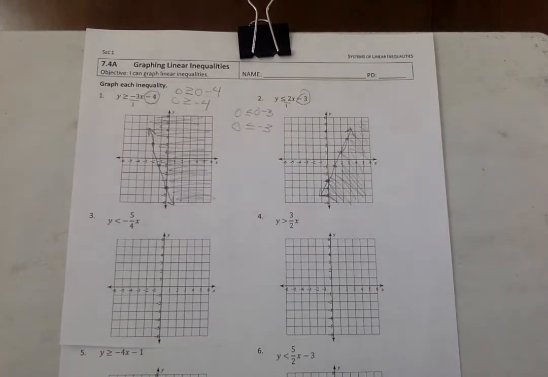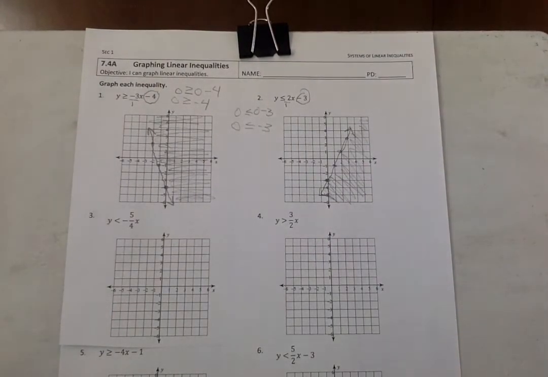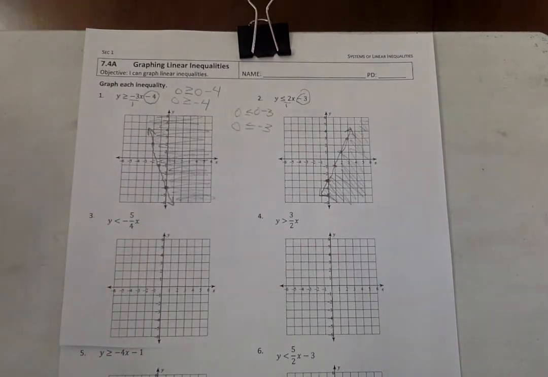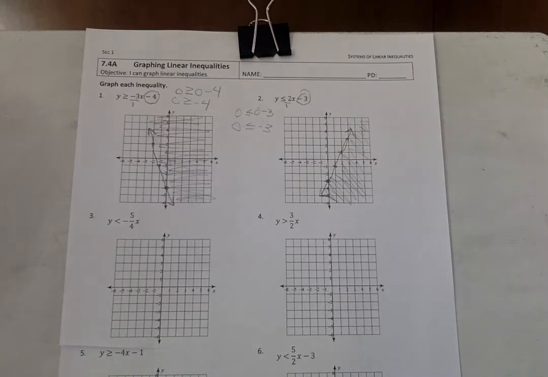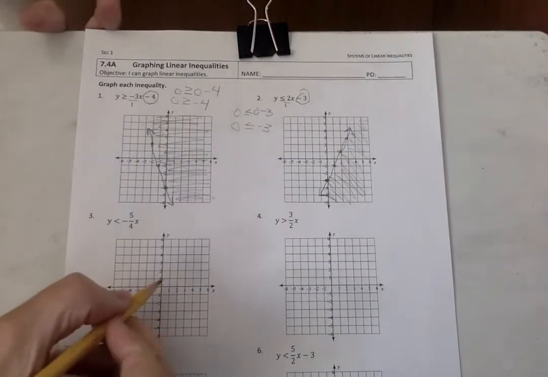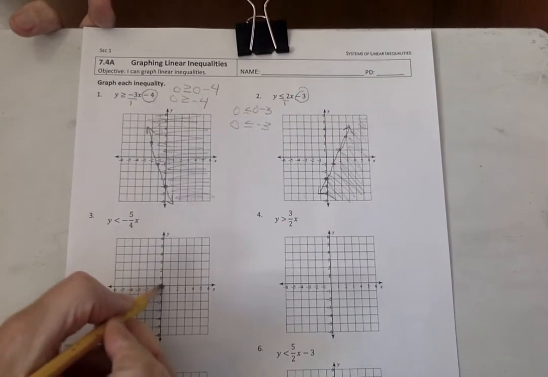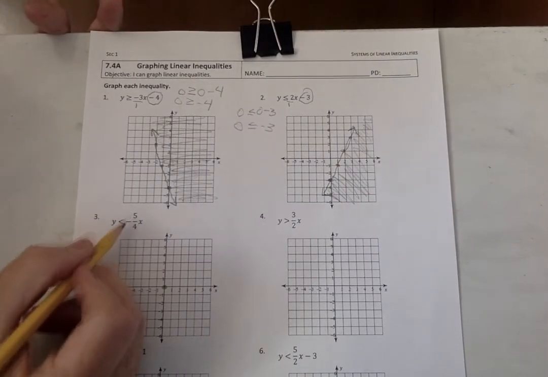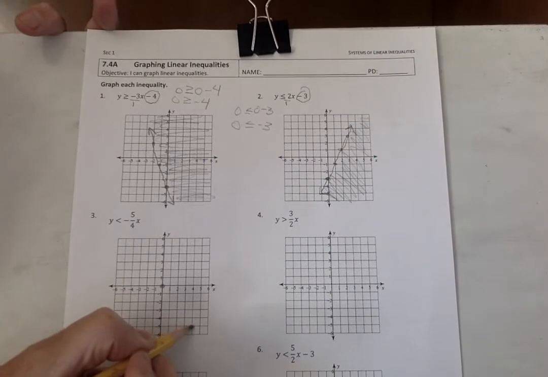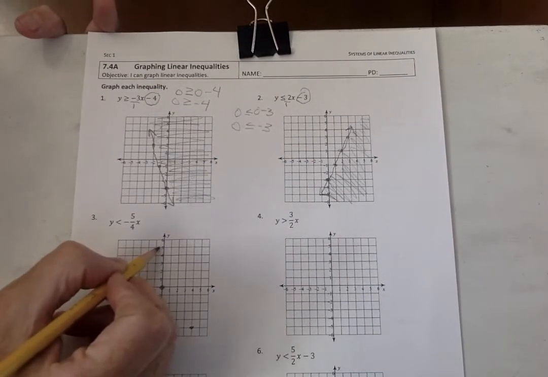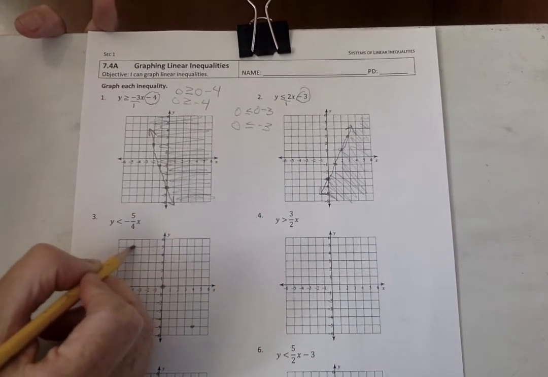Now on to number 3 here, where it says y is less than negative 5/4 x. There's nothing added onto the x, so our intercept is going to be at 0. So it starts right here at the origin. Now our slope is negative 5/4, so I'm going to go down 5, and then I'm going to go over 4. Up here I can go up 5, 1, 2, 3, and over 4.